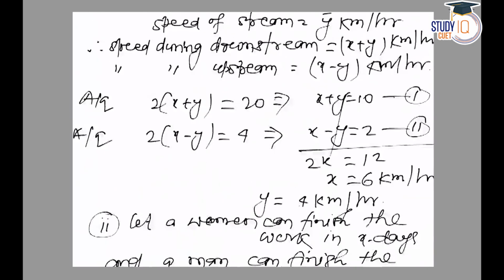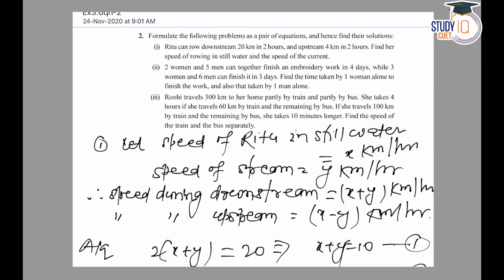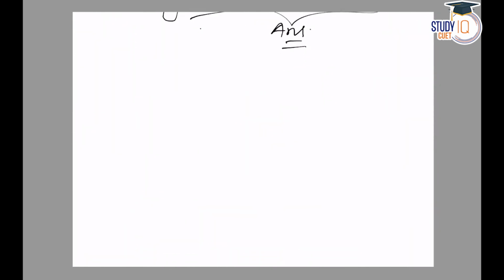Now for third question, Ruhi travels 300 km to her home partly by train and partly by bus. She takes 4 hours if she travels 60 km by train and the remaining by bus. If she travels 100 km by train and the remaining by bus, she takes 10 minutes longer. Find the speed of the train and bus separately. So now see question number 3.